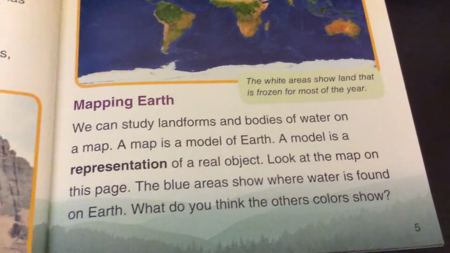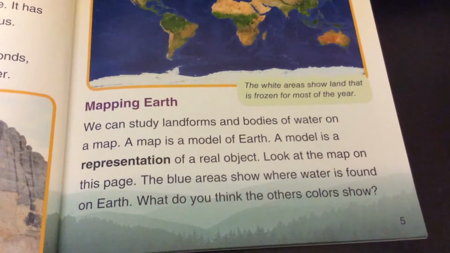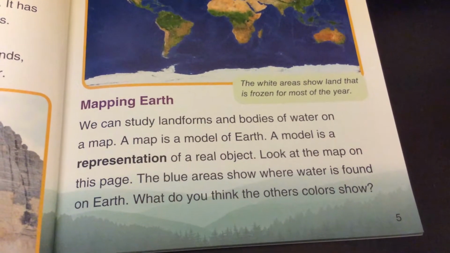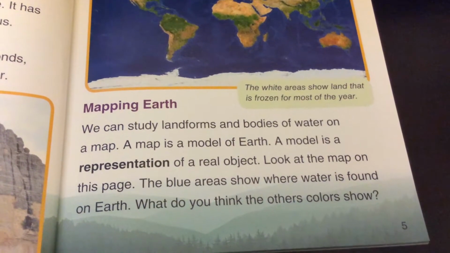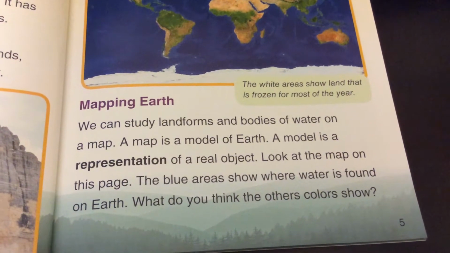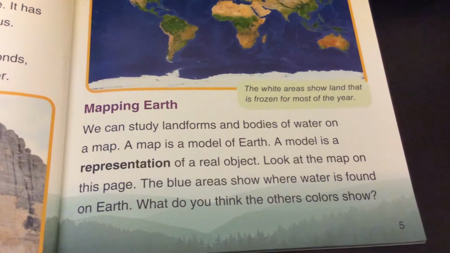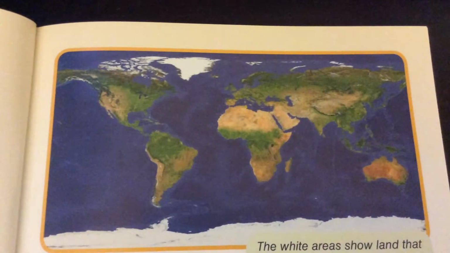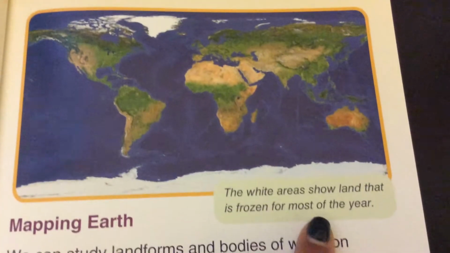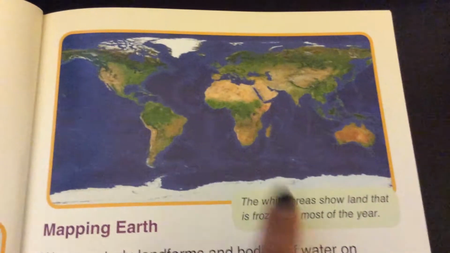Mapping Earth. We can study landforms and bodies of water on a map. A map is a model of Earth. A model is a representation of a real object. Look at the map on this page. The blue areas show where water is found on Earth. What do you think the other colors show? And this caption tells us, the white areas show land that is frozen for most of the year.